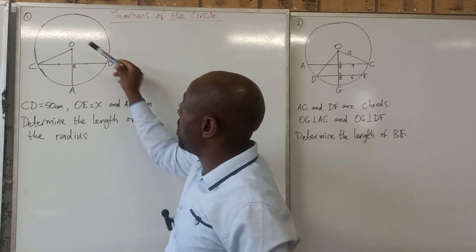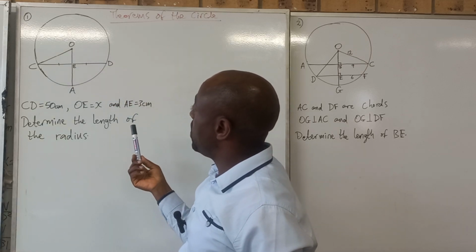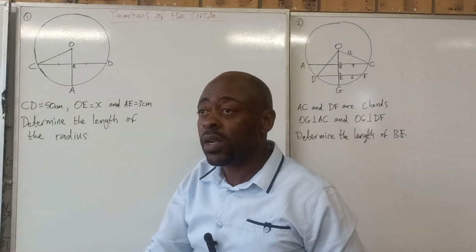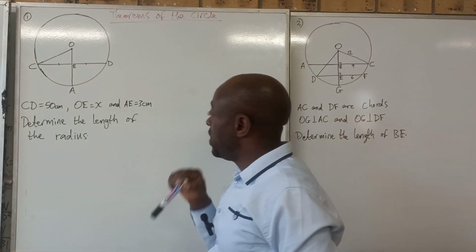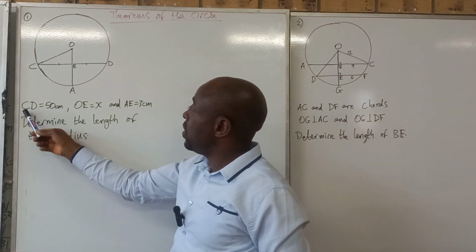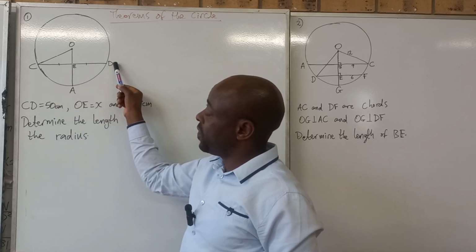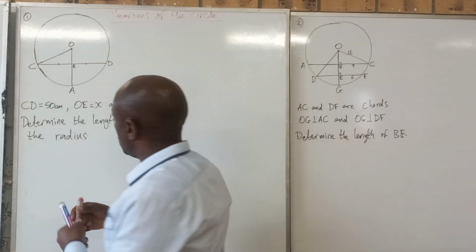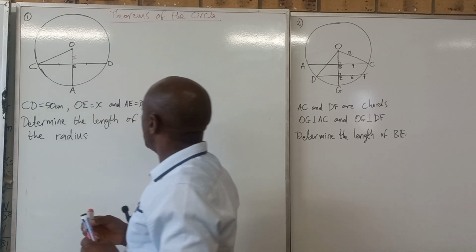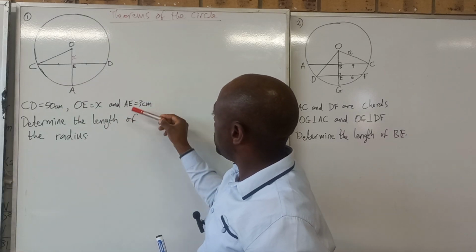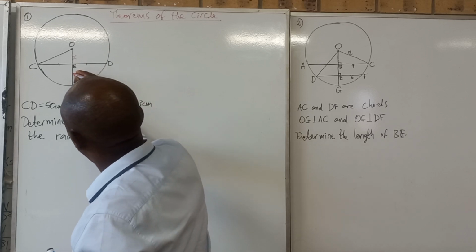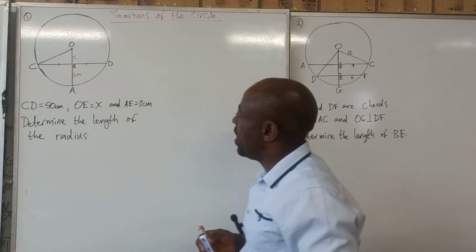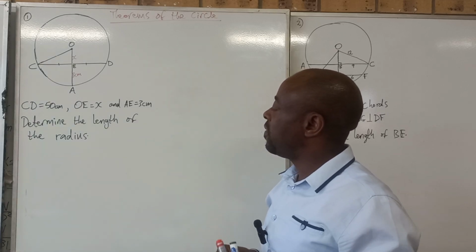Always, to handle problems of this theorem, you must know that at the end of the day, you combine it with the Pythagoras theorem to be able to solve your problem. In this question, we're told that CD, the chord, is 50 centimeters. OE is X, so I can put it there. Then AE is 3 centimeters. Then we have to determine the length of the radius.